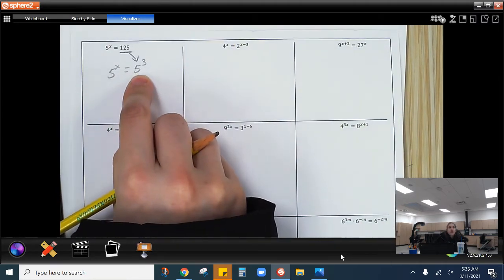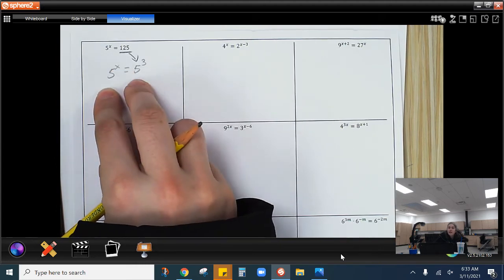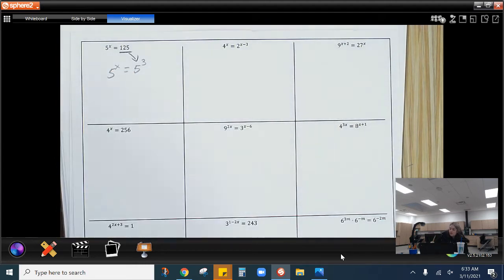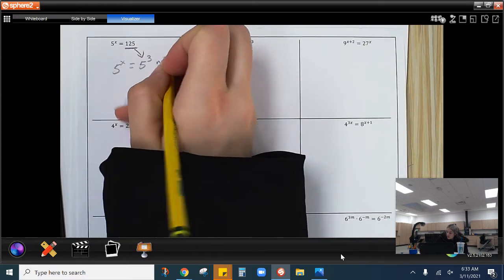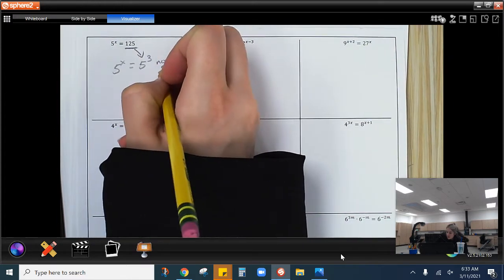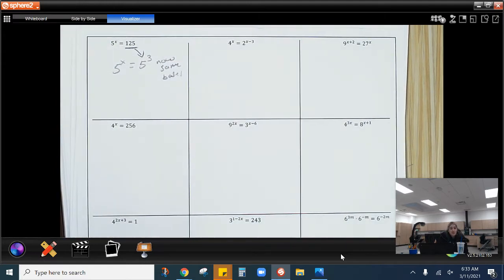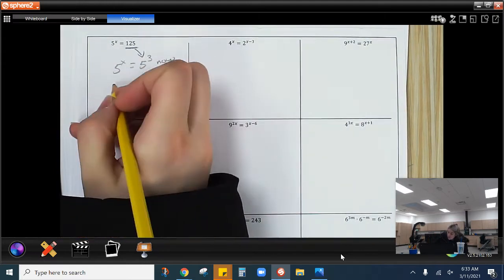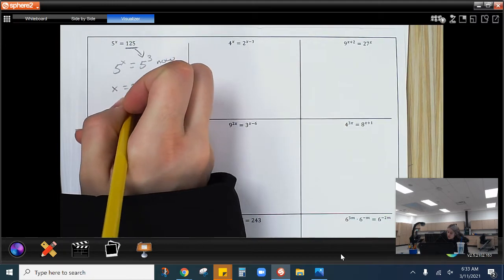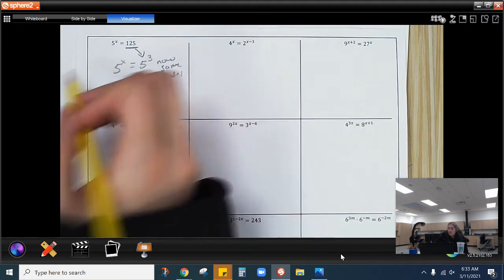Hey, wait a second. If this is 5 cubed and this is 5 to the x, then I have the same bases now. Once we have the same bases, we can solve these. Until they have the same bases, we can't. So we've got x is equal to 3 now because our bases are the same.